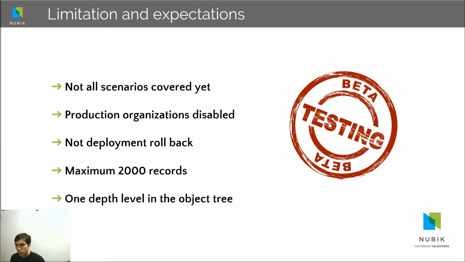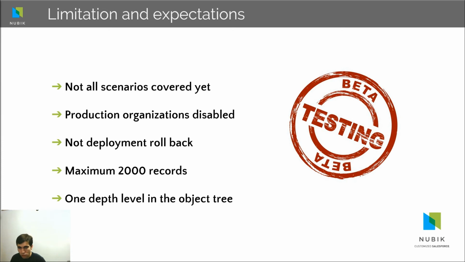So far, not all scenarios are covered. Basically things like custom settings are not supported yet, but they will be. Production organization disabled. Basically, this is because it's still in beta, it's not prepared for a real scenario, so they took the decision to disable the production organization as a target. No deployment rollback. This could be a limitation. We'll see what happens if they provide something to do a rollback.